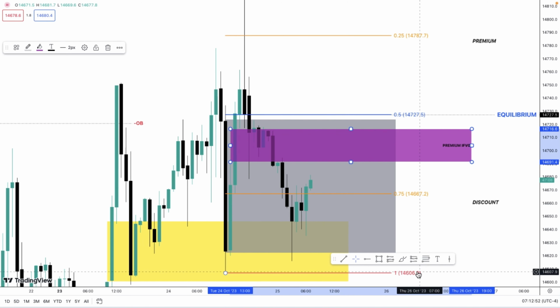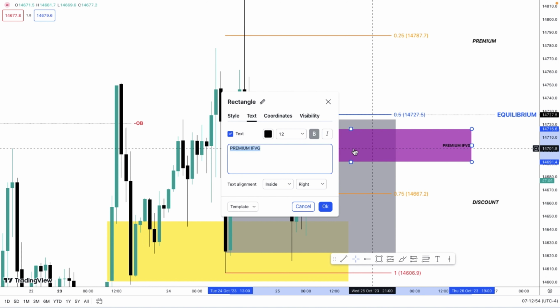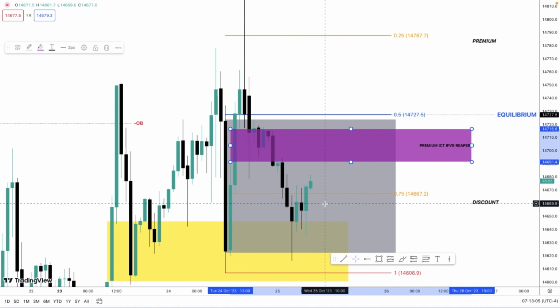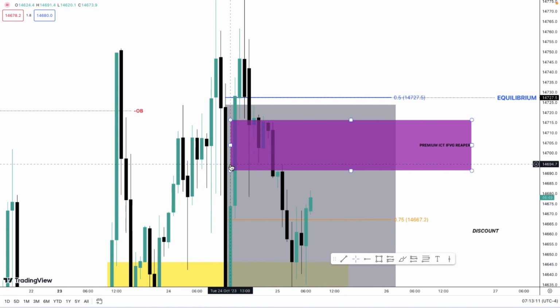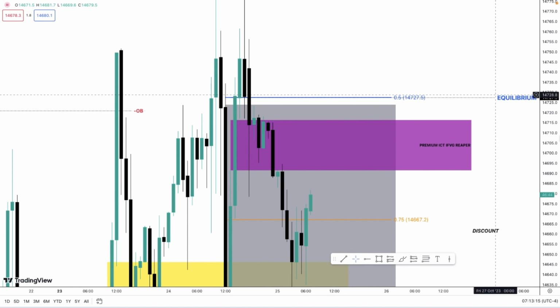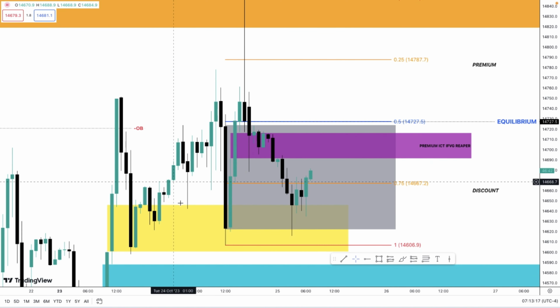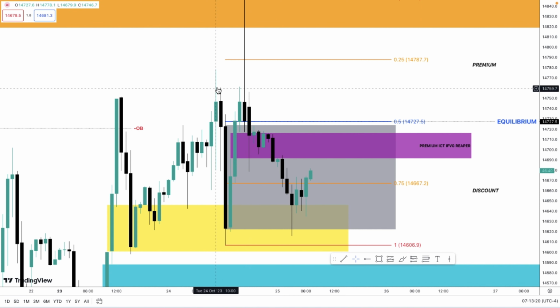This is why I introduced the Reaper to you. So this is a premium inversion fair value gap. It's an ICT inversion fair value gap Reaper. Why? It is a discount PD array between the swing low and the swing high of a breaker block which we are currently trading inside.